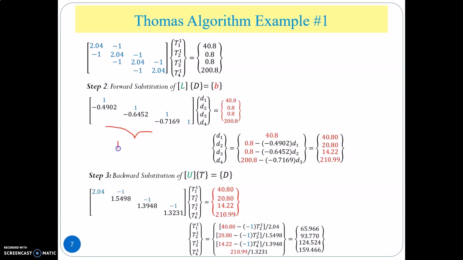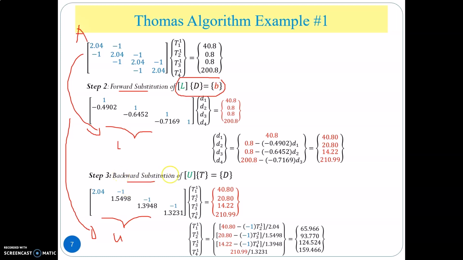Once you find your L and U matrix from your system matrix A, then we can proceed with the forward substitution using this formula, and then we perform the backward substitution using this formula. First of all, your output matrix B is this, so we can substitute inside. And for the forward substitution, you need to start from the first row to obtain your D1.